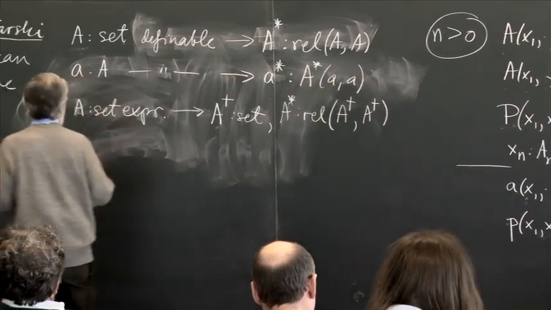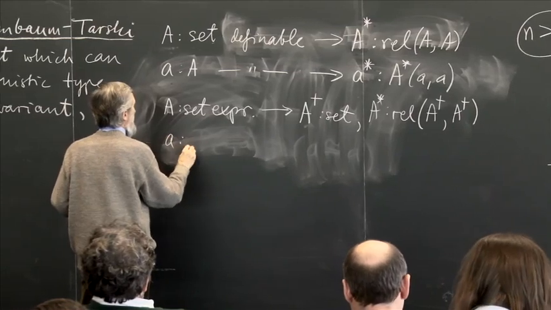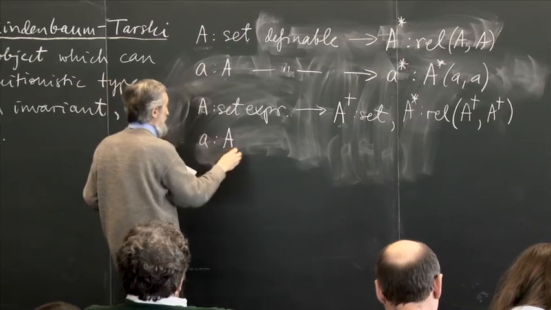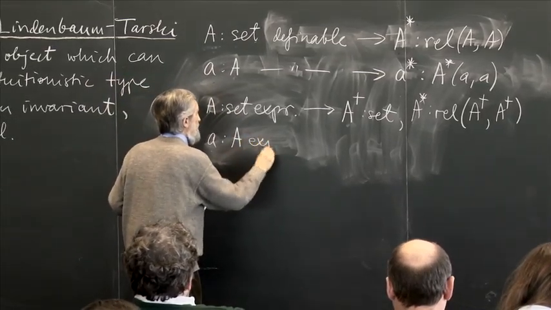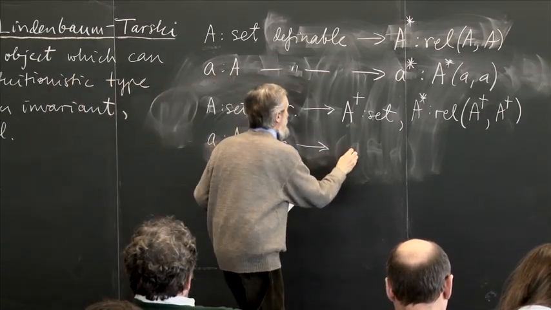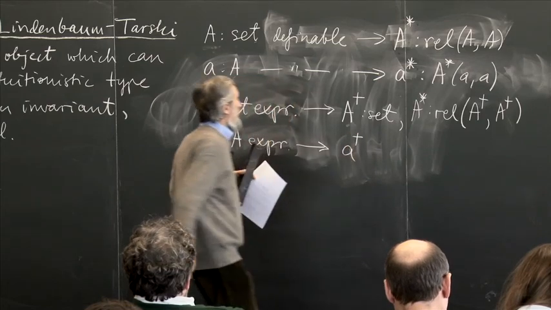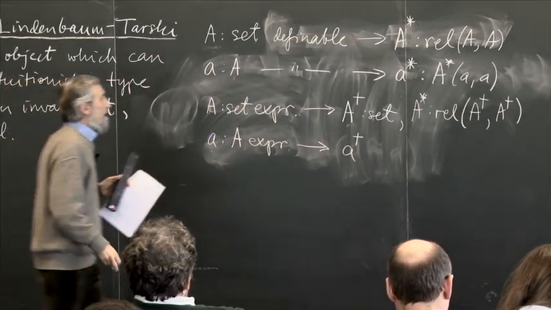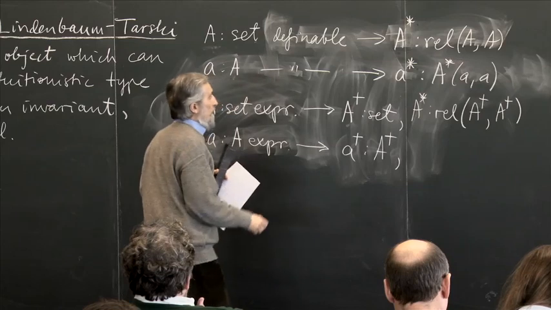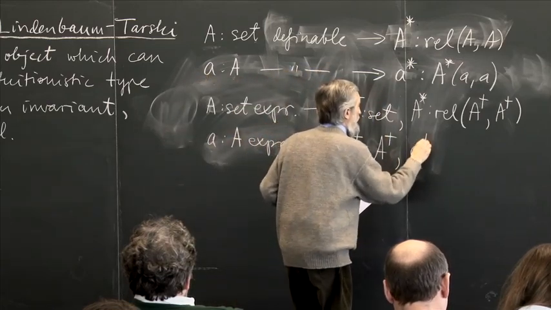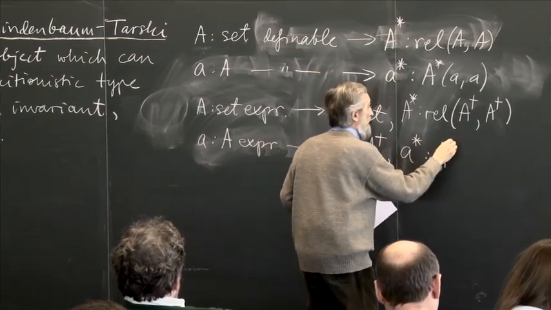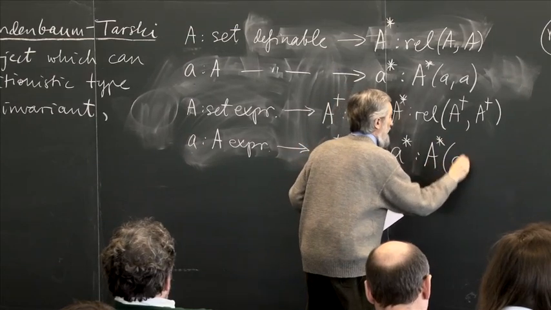And in the second case, similarly, if little a is an expression of an element of A, then we associate really two things to it. One thing is the element expressed by a, and the other object is this proof a star that that element stands in the relation capital A star to itself.